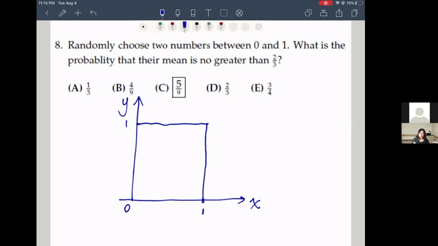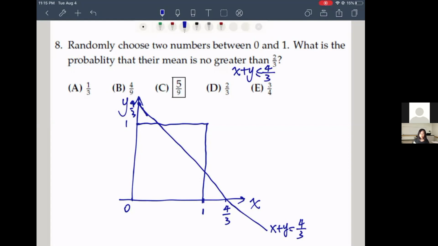We notice that the question is their mean is no greater than 2/3, which means the sum is less than or equal to 4/3, right? So let's look at the straight line x plus y equals 4/3. Let's say this is a 4/3. This is a 4/3. If we connect them, this is x plus y equals 4/3.